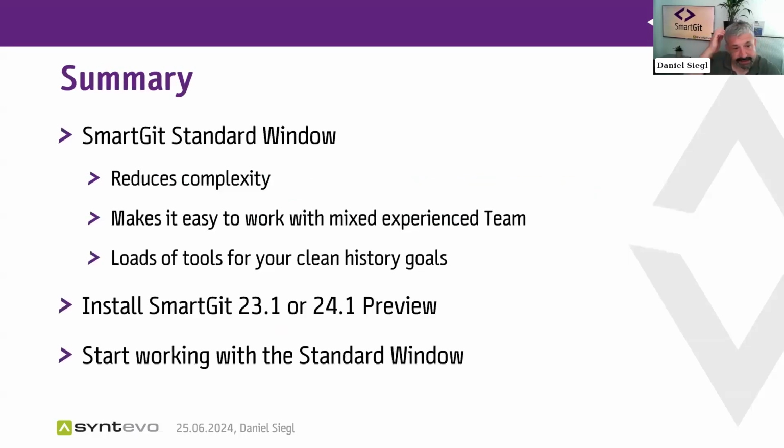The summary: the SmartGit standard window reduces complexity in working with Git. It makes it easy to work with a mixed experienced team. If you have newbies and pros in your team, it becomes a lot easier if you have this workflow-driven style of using Git. We have lots of tools that help you keep your history clean. And my invitation to you is to install SmartGit 23.1 or 24.1 Preview and check it out and start working a little bit with the standard window. Give it a chance to see if this is for you.